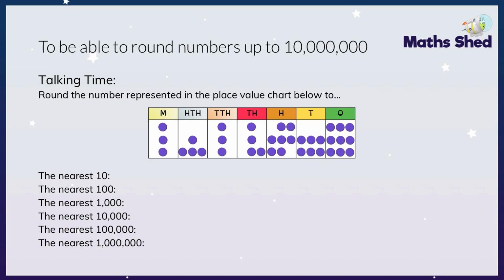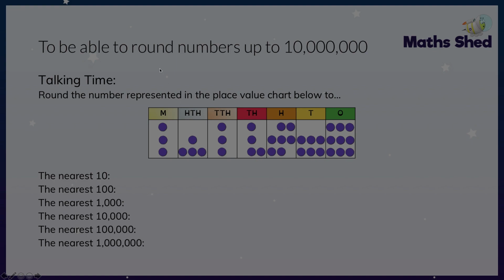So, when we're rounding numbers, we're often asked to round to the nearest 10, 100, and so on. We're going to be focusing on rounding to tens and hundreds. We're not looking at decimals today. So, I'm asking you to round the number represented in the place value chart below. So the first job is we need to work out what number we've got here.